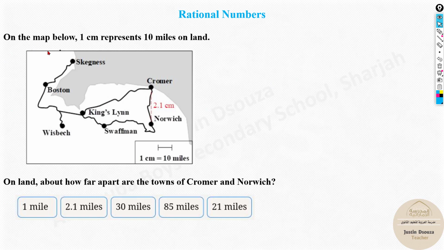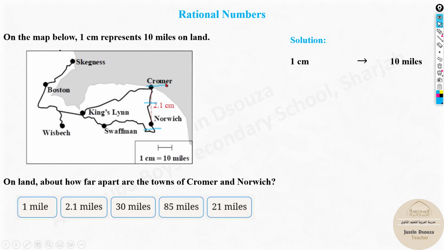Over here, on the map below, 1 centimeter represents 10 miles. So 1 centimeter of the map, see now this is 2.1, right? In this 1 would mean it's 10 miles on land. So on land, about how far apart are the towns of Cromer and Norwich? So how do we do it is, first, you need to know how much is the given relation. So they have told 1 centimeter is 10 miles on land.